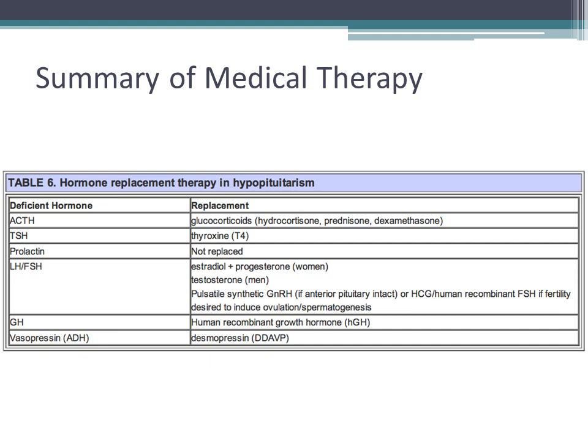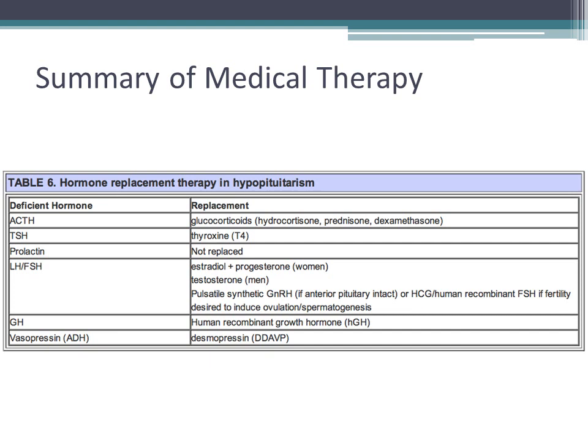So to summarize the medical therapy for pituitary adenomas, if the patient has central adrenal insufficiency, we treat those patients with glucocorticoids, and there is no need for mineralocorticoids. If the patient has hypothyroidism, we treat them with levothyroxine. Patients who have prolactin deficiency do not need to be treated. Patients who have LH and FSH deficiency would be treated with estradiol and progesterone in women and testosterone in men.